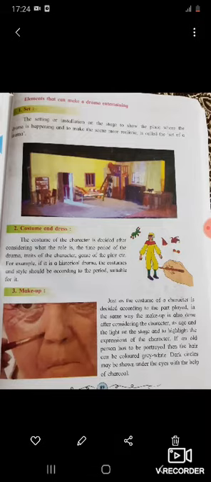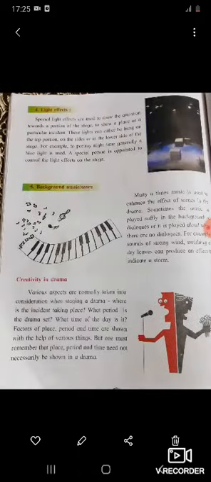The second element is costume and dress. Whatever is the character played, the costume should be accordingly. The third element is makeup. The makeup which is done should also be related to the character which is being played.